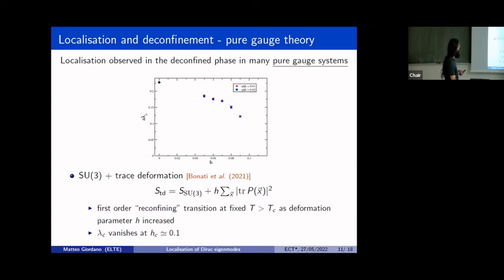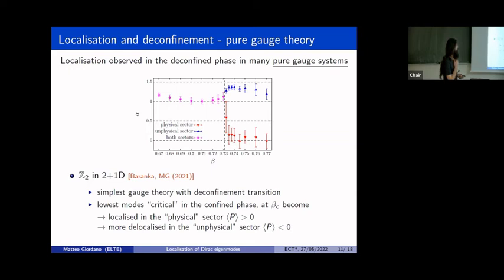And perhaps I find it quite convincing that you find this kind of disappearance or appearance, depending on the direction, of localized modes in deconfinement. I find it quite convincing that you find it in the simplest theory with a deconfinement transition, Z2 gauge theory in 2+1 dimensions. What I'm showing here is the fractal dimension of the lowest modes, which is non-trivial at low temperature. You have some critical modes there.